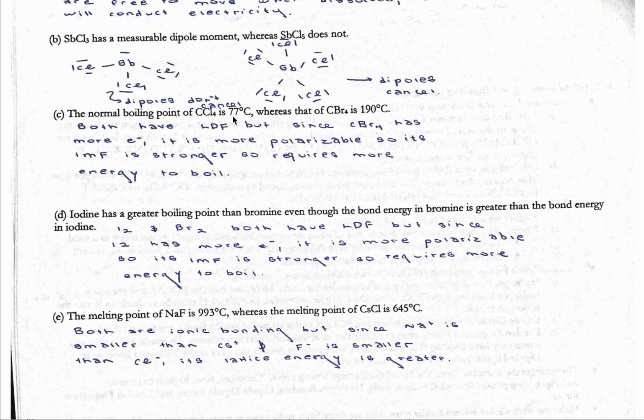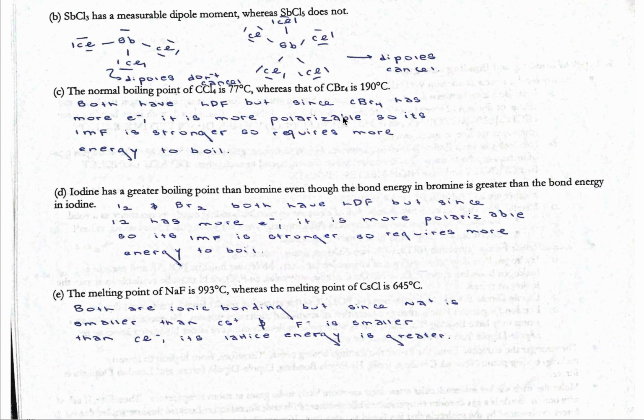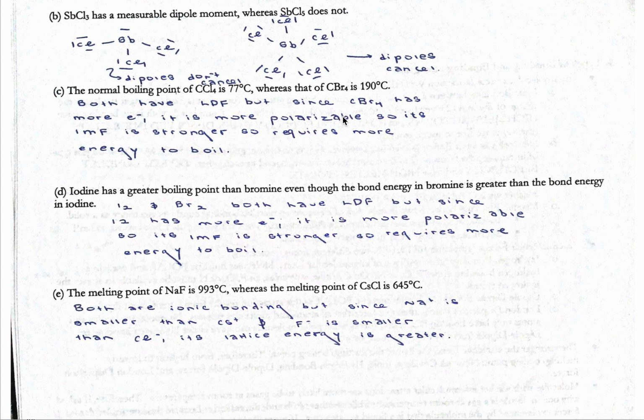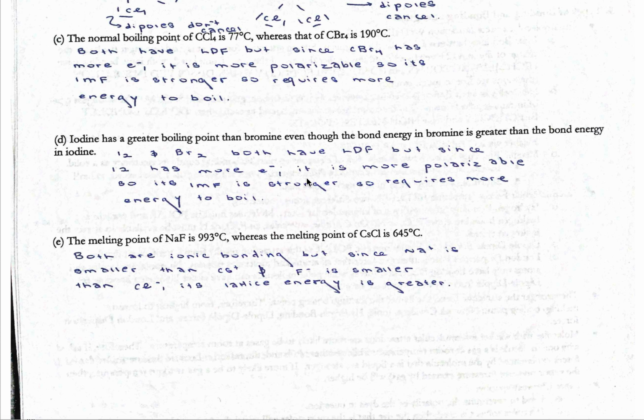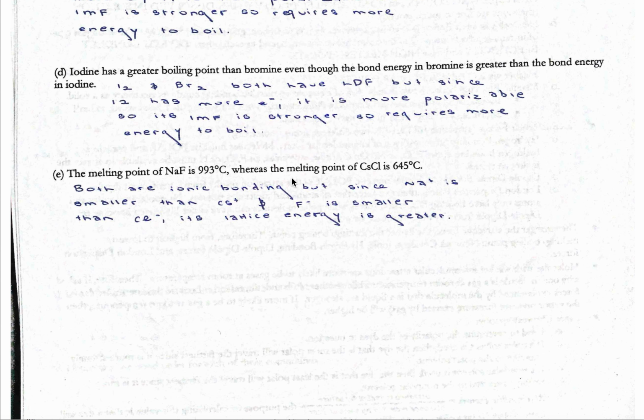All right, if I'm comparing CCl4 and CBr4, the first thing that you need to do is identify what type of intermolecular force you have. Since these are both nonpolar, I'm going to have London dispersion forces. If I'm comparing two London dispersion forces, we need to figure out which one is more polarizable, meaning which one has more total electrons, not valence electrons, total number of electrons. So since CBr4 has more electrons, it's going to be more polarizable. Make sure to be using those terms. Therefore, its intermolecular attraction is going to be stronger. Its LDF is going to be stronger.